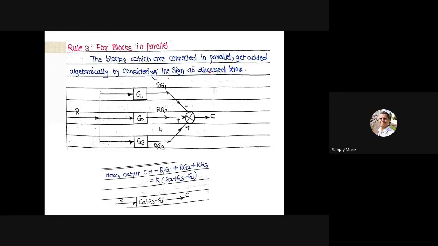Then blocks connected in parallel, considering algebraically the sign of these blocks. R is the input, then G1 here has a minus sign, here plus sign, here plus sign, meaning RG1 minus, RG1 plus RG2 plus RG3. In that, taking R common, G2 plus G3 minus G1. Here is the output of these blocks connected in parallel in block diagrams. See the description: R in bracket G2 plus G3 minus G1, and C is the output. Okay, this is blocks connected in parallel in the block diagram.